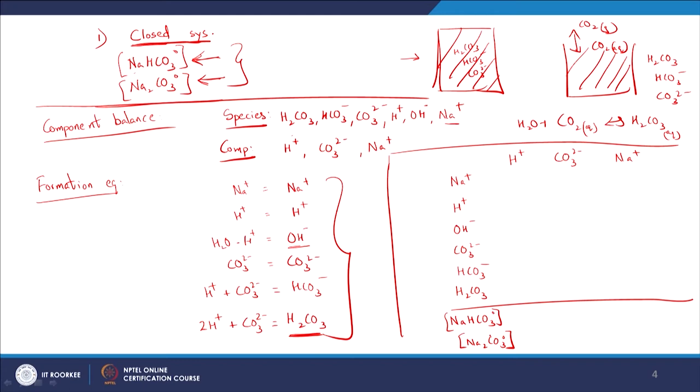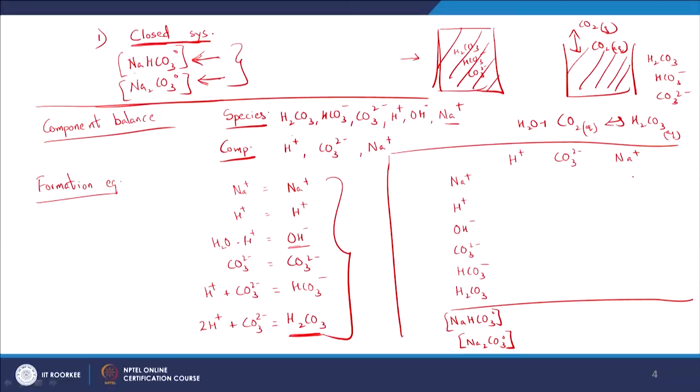Again, we have a closed system. You are adding NaHCO3 and Na2CO3 initially, and both compounds are going to dissolve and form the new species which we just listed. Here we are trying to predict the concentration at equilibrium. Let us move on, and from the formation equations I am going to write this down. It is going to be 1, 0, 0, 0, 0 and 0, with one component required here and two components of sodium required here.